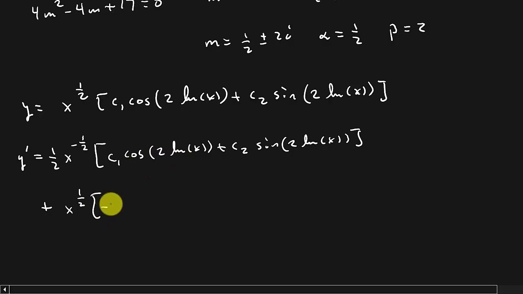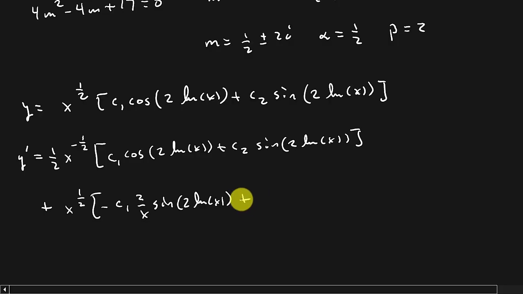So this is going to be negative c1, because the derivative of cosine is negative sine, right? So that's negative c1, and it's going to be negative sine 2 natural log x, times the derivative of what you're taking the cosine of. Well, the derivative of natural log is 1 over x, so that's going to be 2 over x right here.